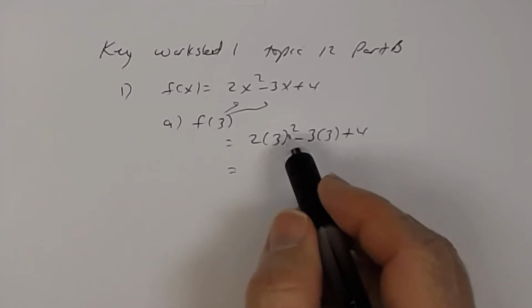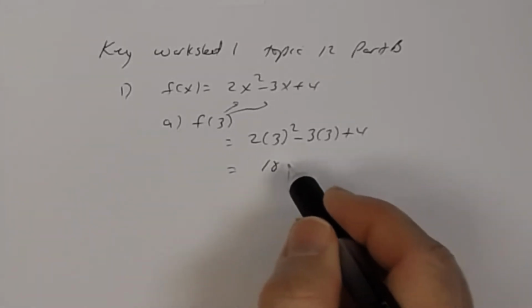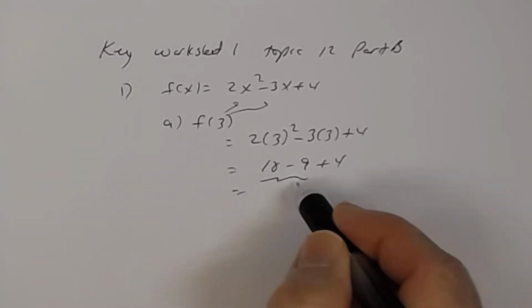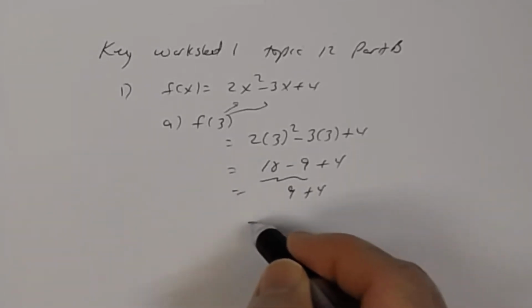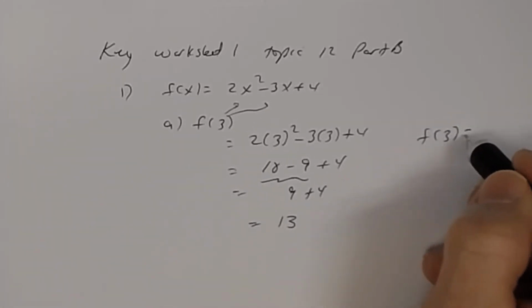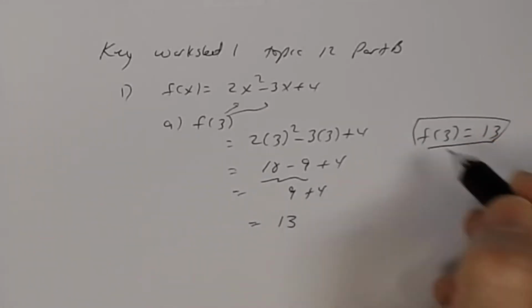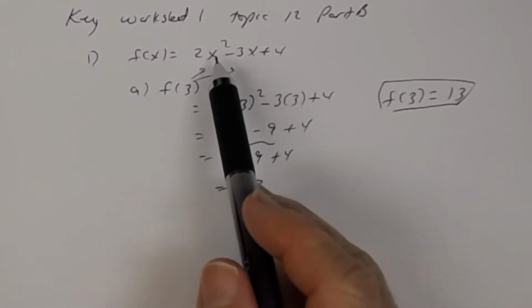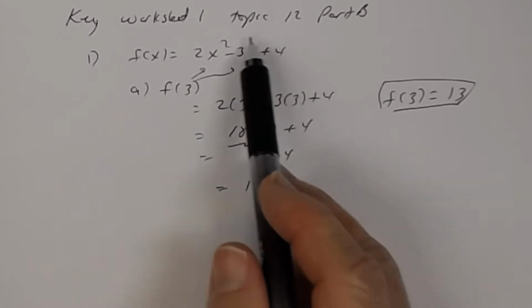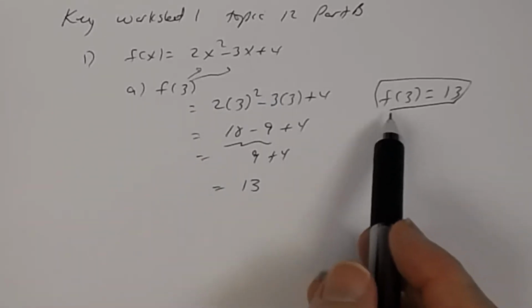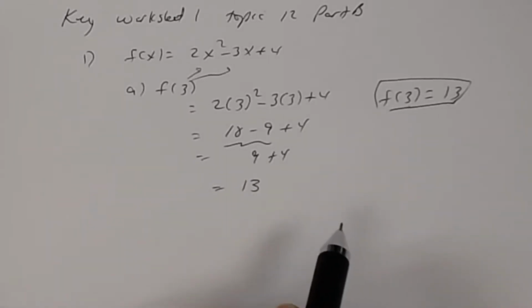Okay, so 3 squared is 9. 9 times 2 is 18. Minus 3 times 3 is 9, plus 4. And so 18 minus 9 is 9, and 9 plus 4 is 13. So therefore, f of 3 is equal to 13. Remember in our lessons, if you were to graph this quadratic function, one of the points would be that when x is 3, the y value is 13.